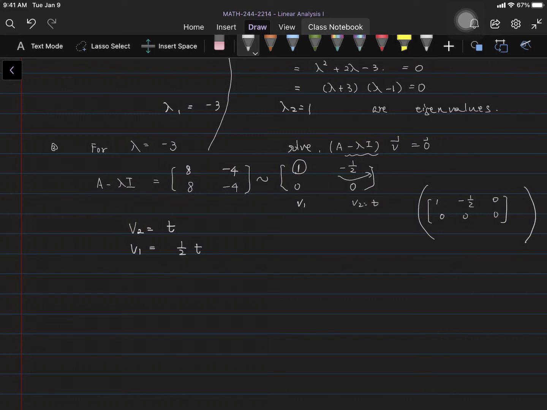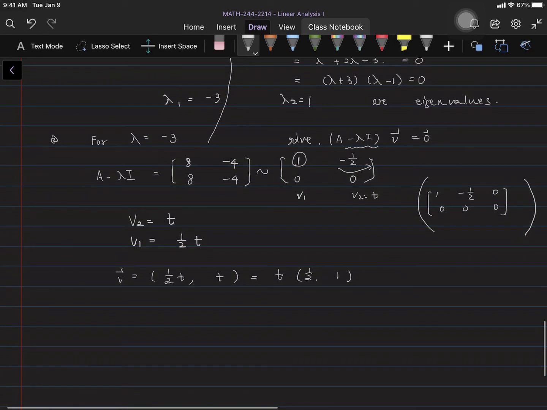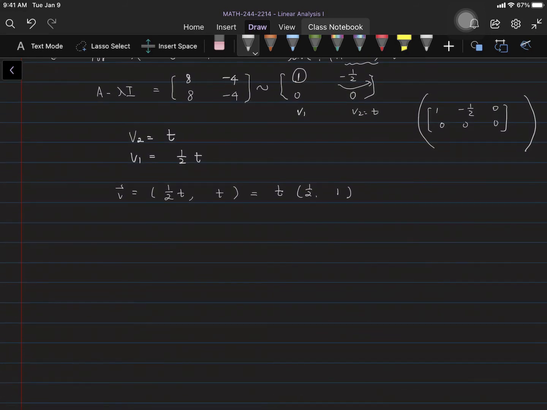And what is our solution? The vector we write down this way. Our vector equals v1, 1/2 t, t. And if we factor the t out, it is t times (1/2, 1). So this is our eigenvector, and here t is the free variable.